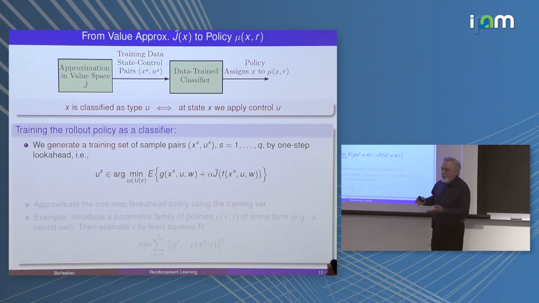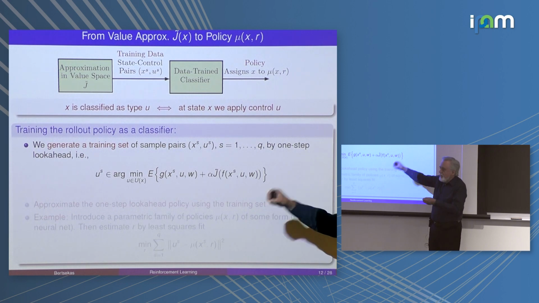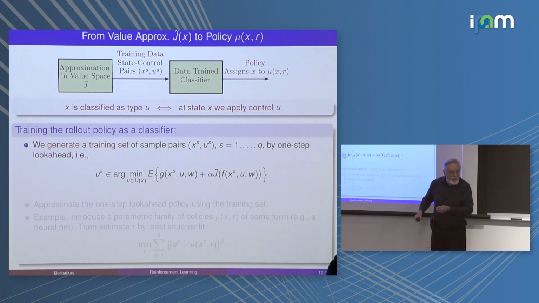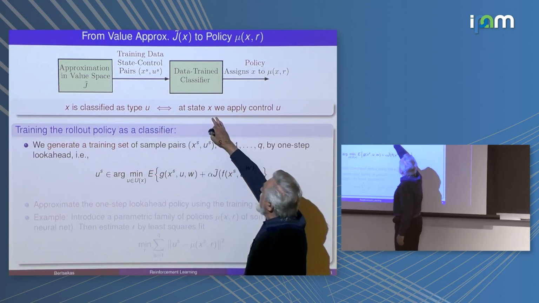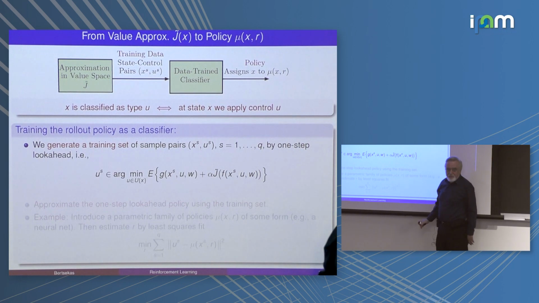Because if you have controls that take values, let's say A, B, C, then the policies have the form that to each state X, you classify it as being type A, type B, or type C. Okay? It's really the same problem. X is classified as type U if at state X we apply control U.